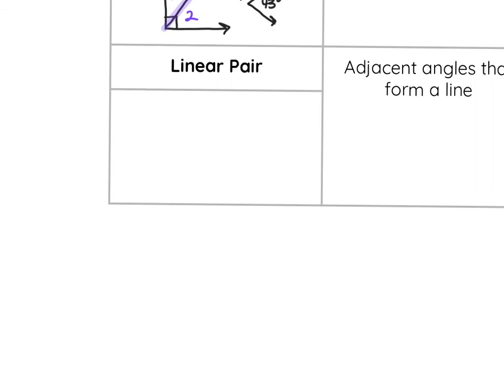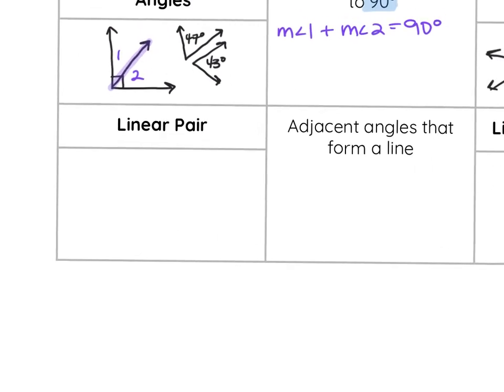So hopefully one of those tricks works for you. Okay, and then lastly, we have a linear pair.